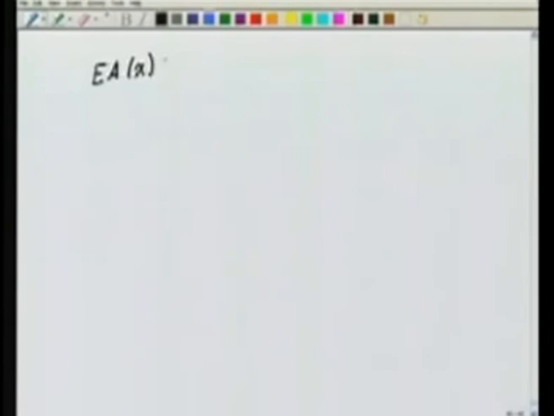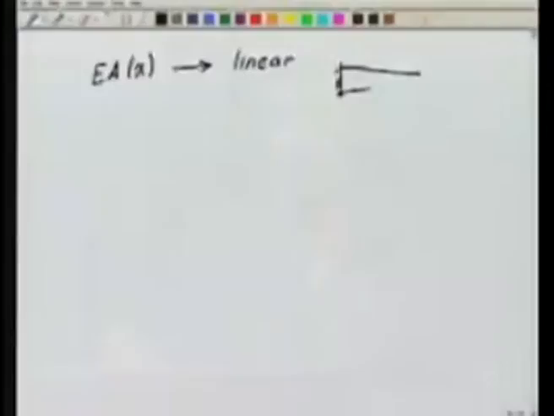So, to fix ideas, let us say that the objective of our program is to handle a material parameter which is linear at most. Okay. That is, it can correspond to a tapering bar. So, I can have this kind of a situation which I would like to handle, tapering bar.